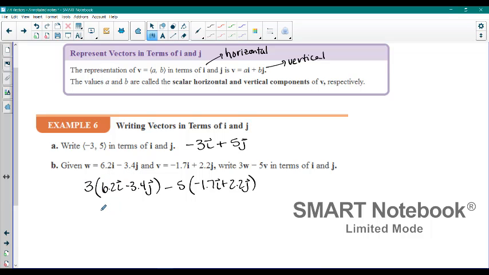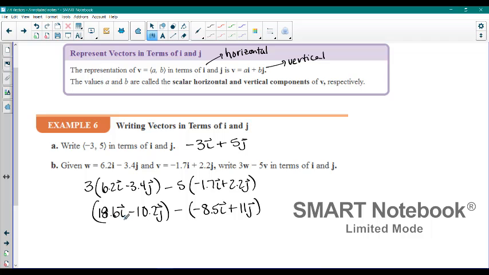3 times 6.2 is 18.6 vector I minus, what is that, 10.2 vector J, minus, and I'll do 5 times this, 5 times -1.7 is -8.5 vector I, plus 5 times 2.2 is 11 vector J.